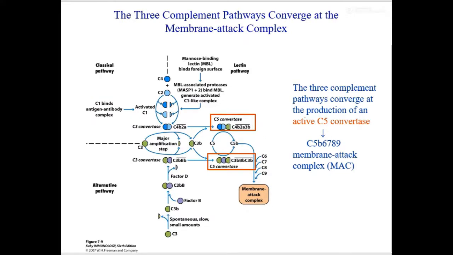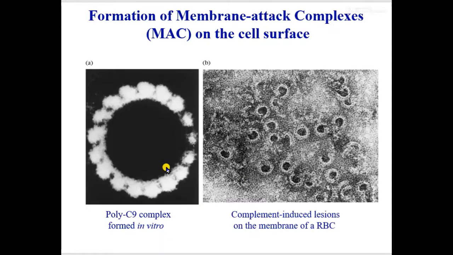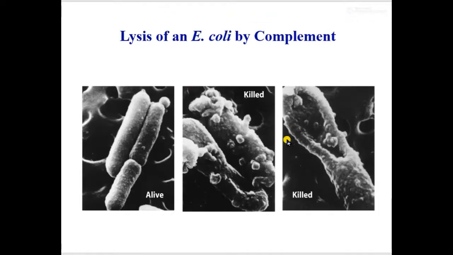So I guess right now you are clear with the different pathways present in complement activation. This is a picture of a complement membrane attack complex which has been formed on the cell surface. In vitro you can see the lysis of the cell being caused with the help of the complement. This is another picture where you can see the alive cell looks like this, the killed cell looks like this. So with the help of complement, the lysis and killing of the cell will happen.